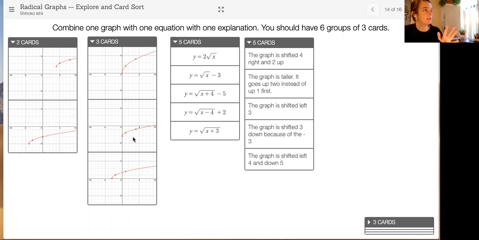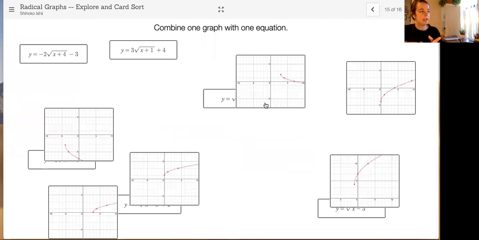Okay, so slide 14 and slide 15 are the same. They're the same strategy. You are just combining the equations. For slide 15, you just have the equation and the graph. You do not have the explanation. Okay. Are there any questions about what we're doing here, what your assignment is for today?